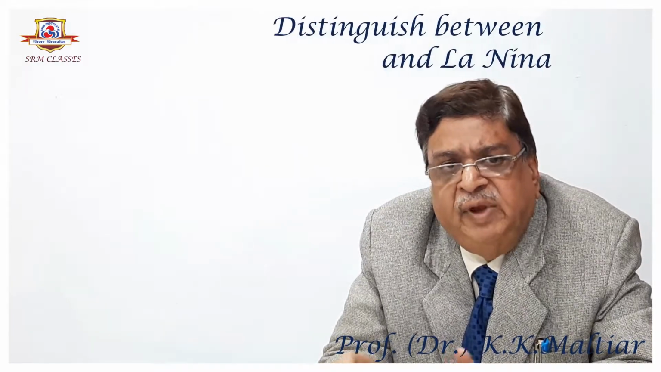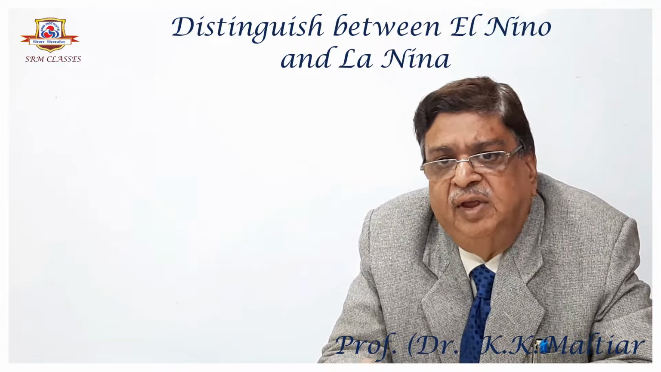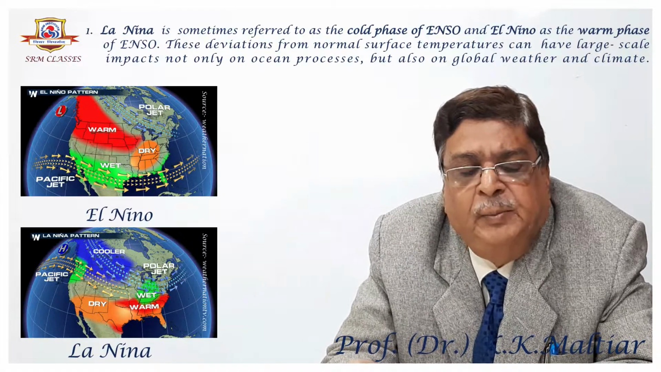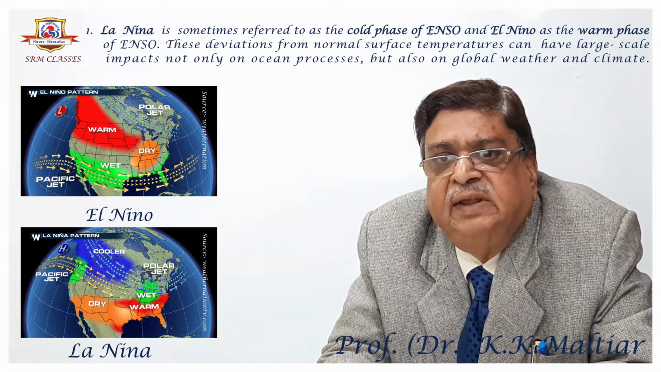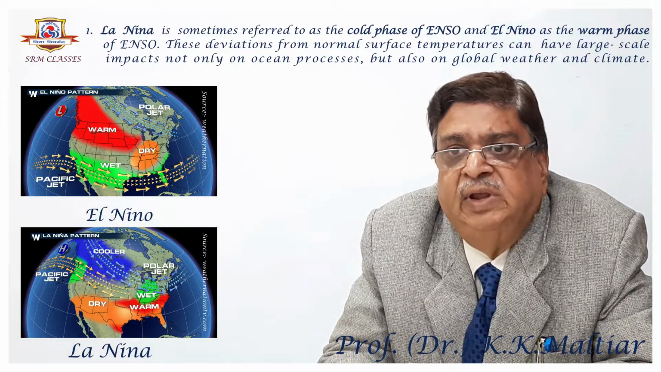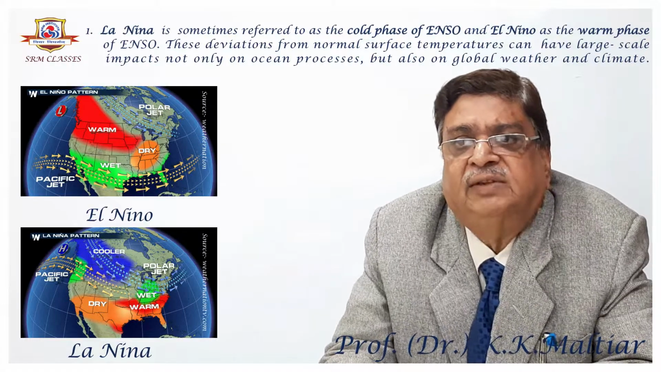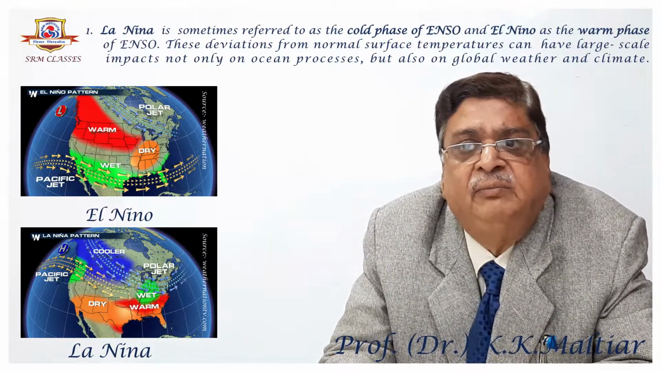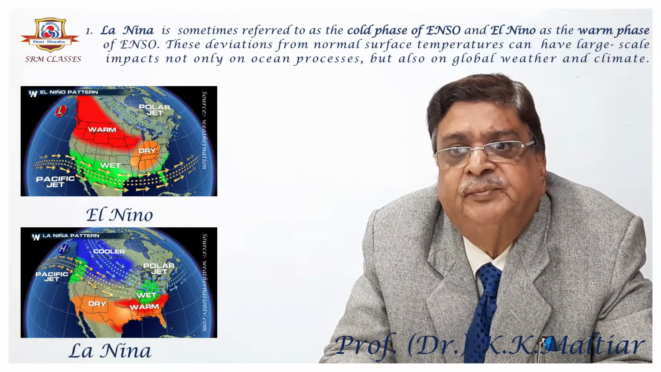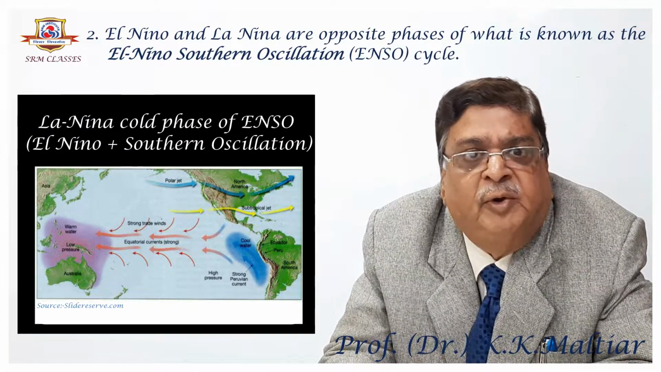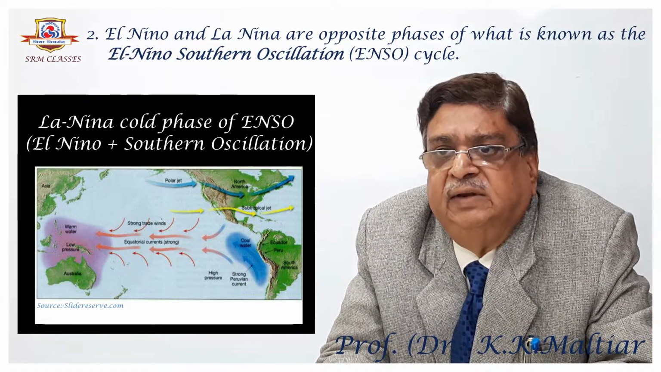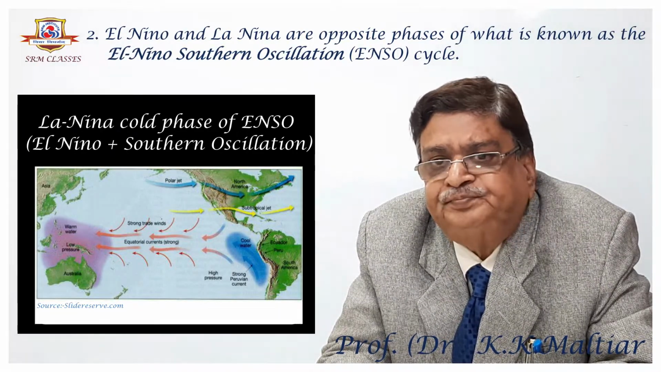Now we can compare El Nino and La Nina. How can we compare? I am coming to that point. La Nina is sometimes referred to as the cold phase of ENSO and El Nino as the warm phase of ENSO. These deviations from normal surface temperatures can have large-scale impacts not only on ocean processes but also on global weather and climate. El Nino and La Nina are opposite phases of what is known as the El Nino Southern Oscillation cycle, that is ENSO cycle.